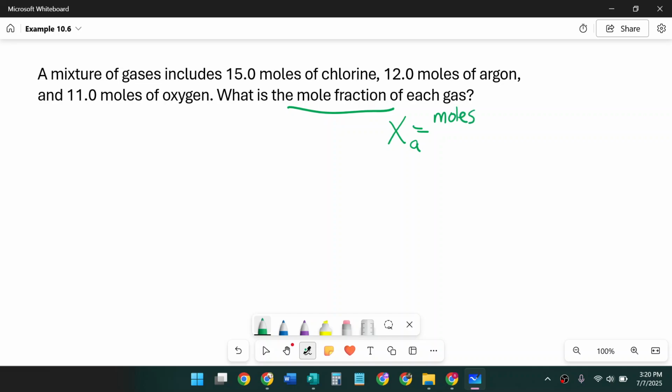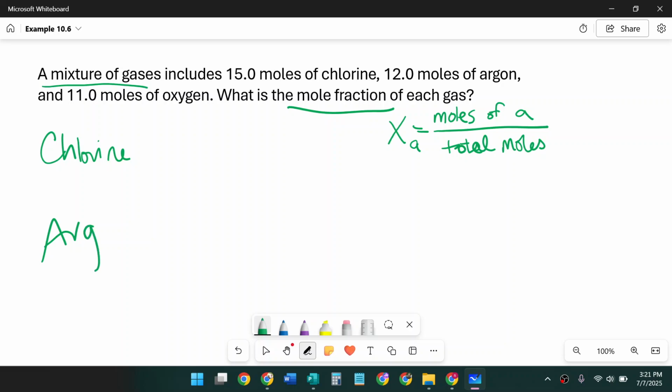So the moles of component A over the total moles in the whole mixture. So if this is a mixture of gases, we have three things. We have chlorine, we have argon, and we have oxygen. If we put the amounts each of those has together, we can see what the total moles are.